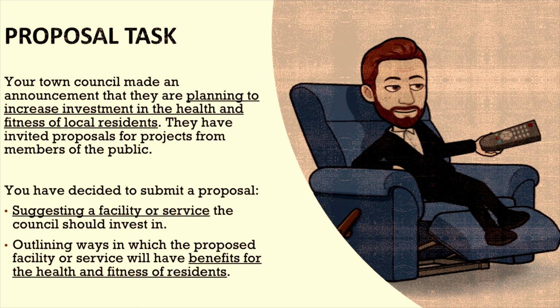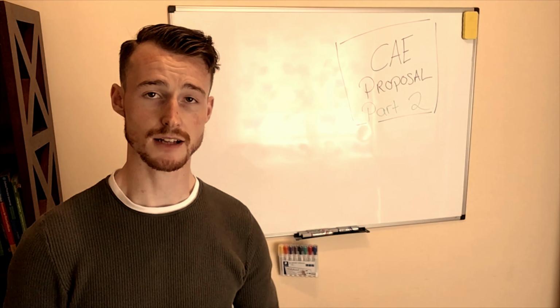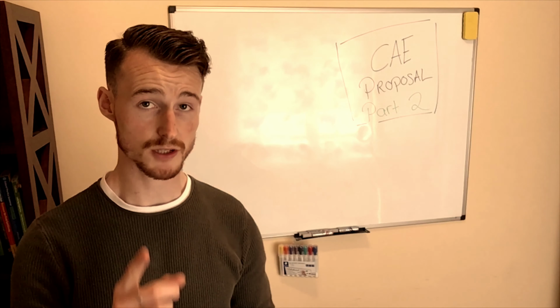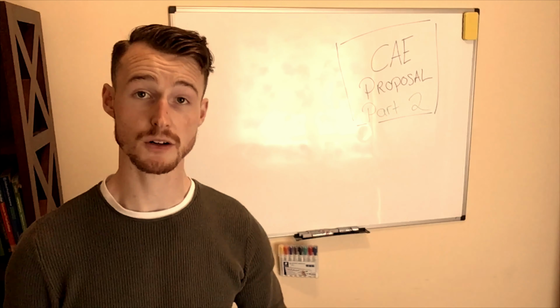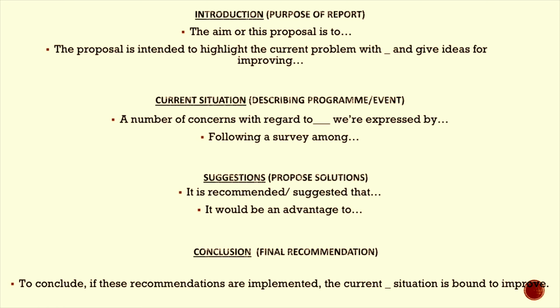Now, this proposal task talks about your town council making an announcement that they are planning to increase investment in the health and fitness of local residents. They have invited proposals for projects from members of the public. You have decided to submit a proposal suggesting a facility or service the council should invest in, outlining ways in which the proposed facility or service will have benefits for the health and fitness of residents. Okay guys, so have a go at that. I'll leave an image now of some key vocabulary that you can use in relation to the proposal, and I will also leave a photo of the structure now to help you with the proposal.